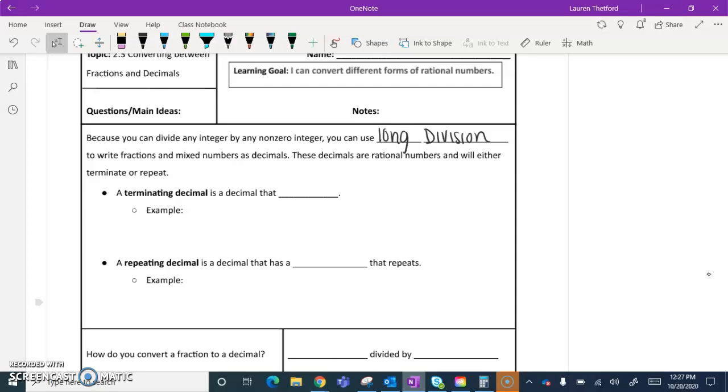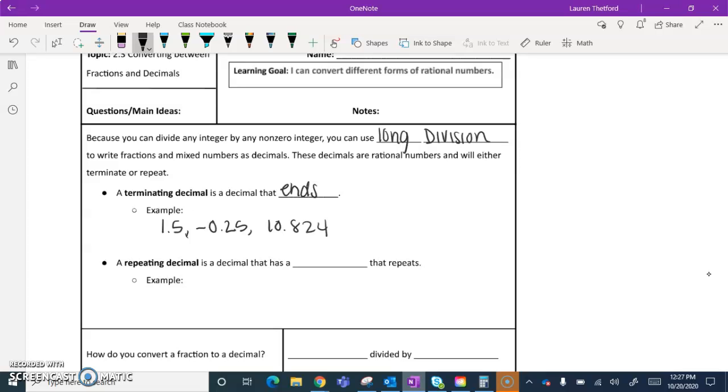So we can use long division to write fractions and mixed numbers as decimals. And these decimals are rational numbers and will either repeat or terminate. A terminating decimal is a decimal that ends. So it stops. It does not go on forever. We can see the ending. So that would be like 1.5, maybe like negative 0.25, something like 10.824, right? All of these have an ending to them. And since we can see that there's an ending, there's no pattern, and it doesn't go on forever, that is a terminating decimal, so it terminates.